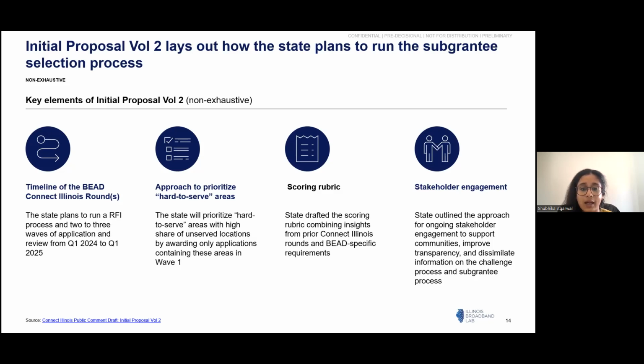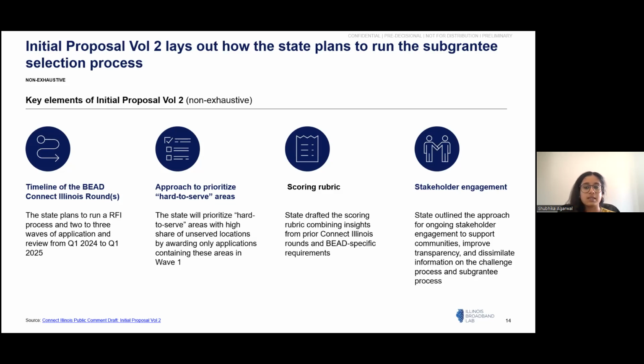So as Matt mentioned, we have the Connect Illinois program that's been running for 3 to 4 years now. We're currently in our round 3. So we've tried to keep the scoring pretty consistent with how the grant program has been running in Illinois, and just ensuring that we still meet the BEAD requirements. So a few tweaks here and there, but there's a lot of information on what that's going to look like for Illinois and for Connect Illinois Round 4 with the BEAD funding in Initial Proposal Volume 2.